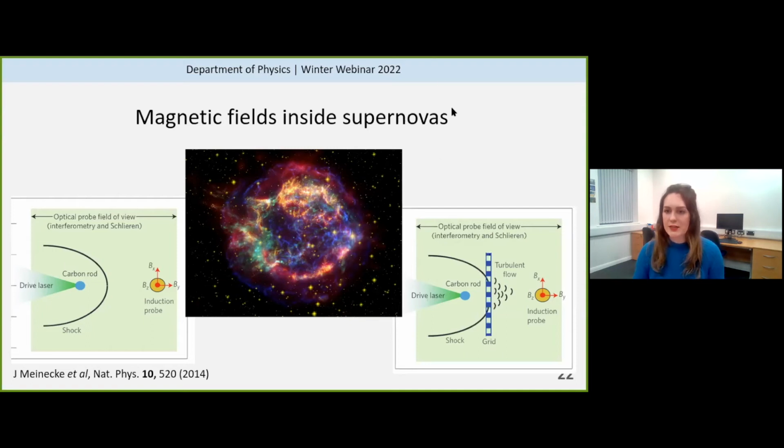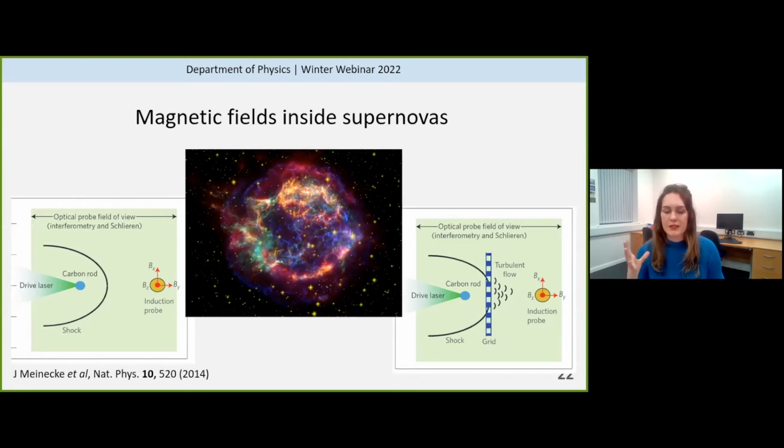So again, we can use an experiment using our high power lasers to investigate exactly what was going on for this particular supernova. In this experiment, a laser was used to heat up a carbon rod. When it fired on that carbon rod, the whole thing basically gets blown apart and you form a shockwave.